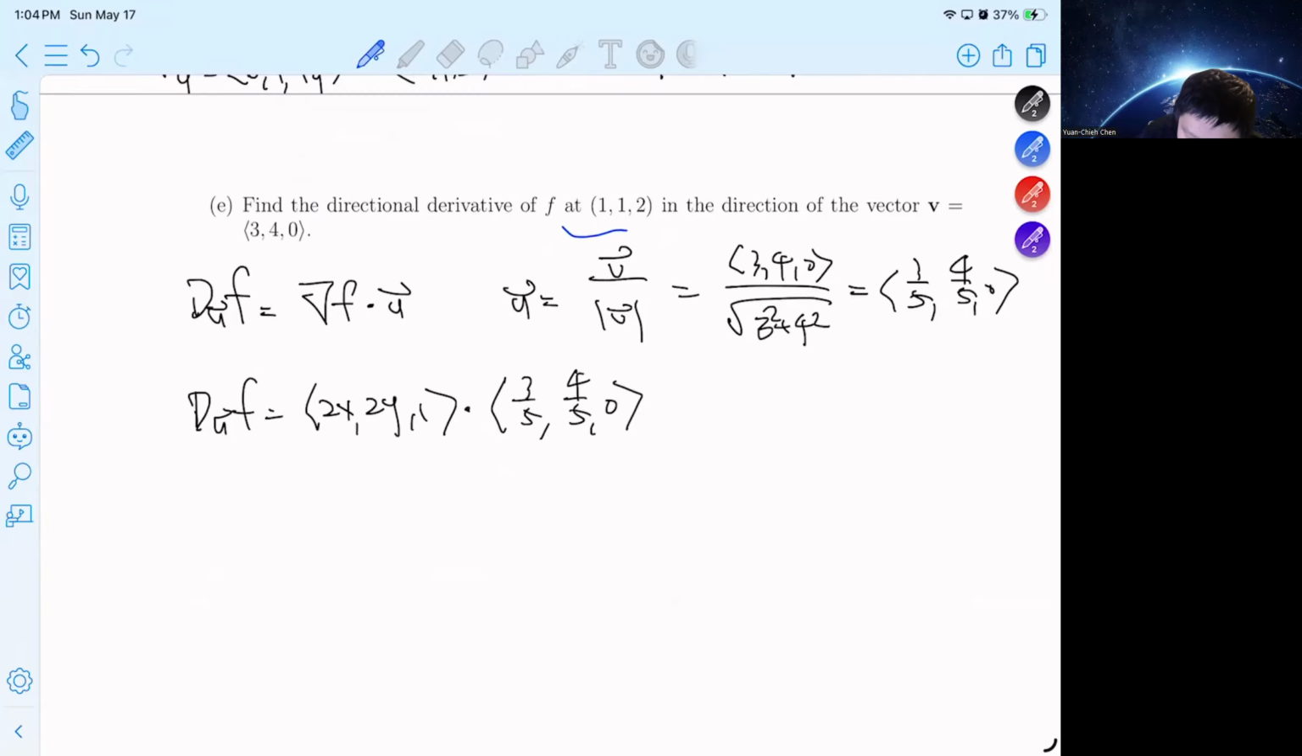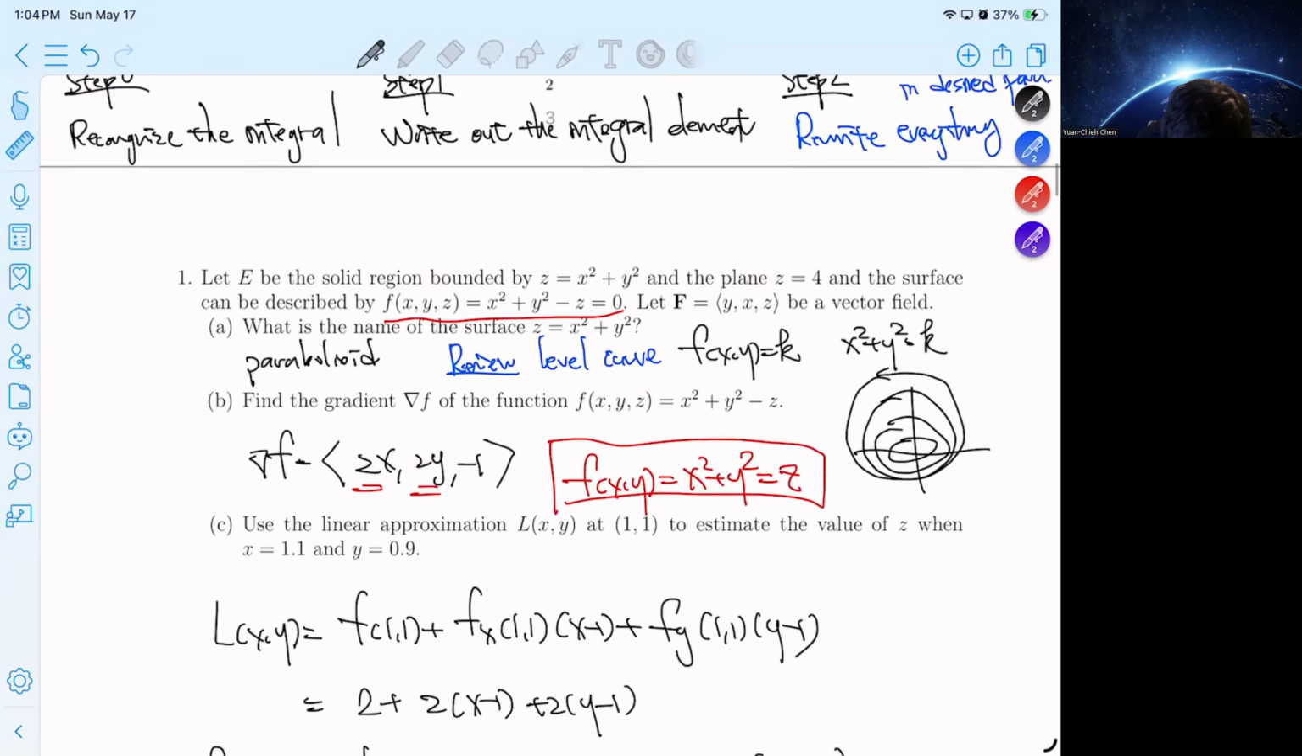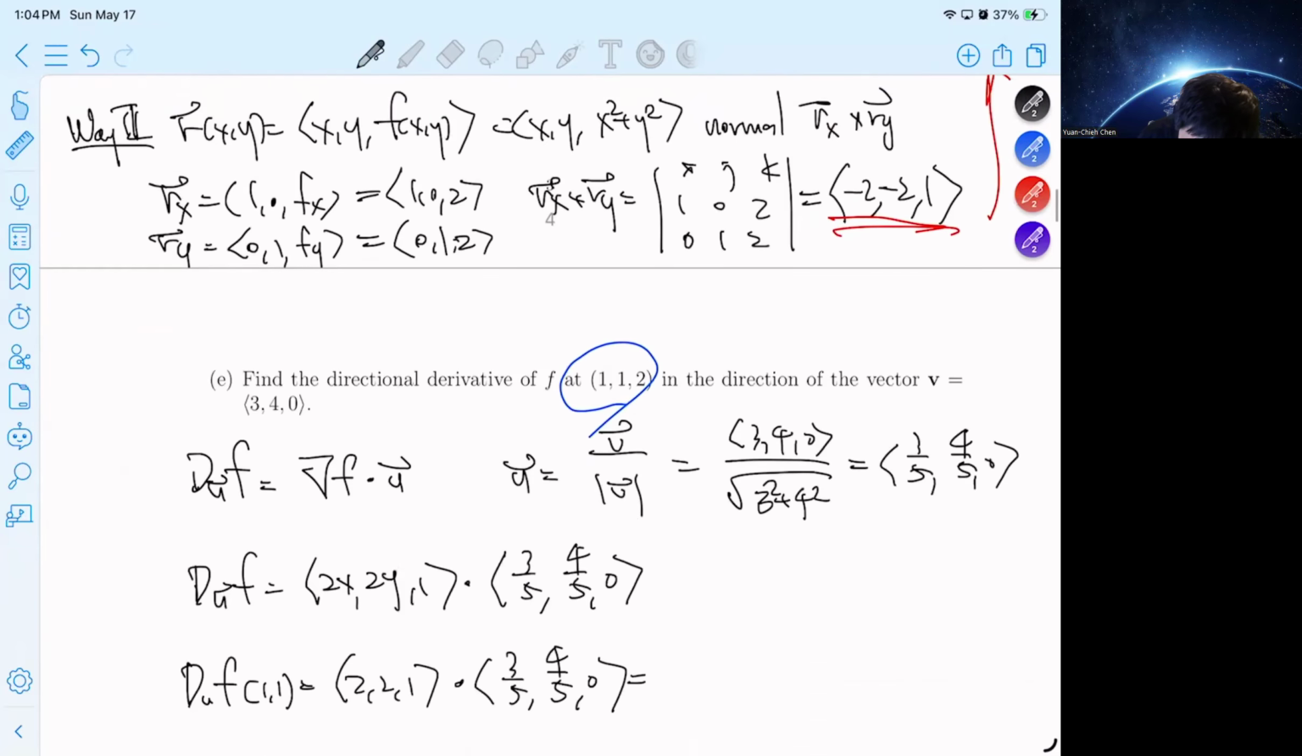But we care about (1, 1, 2), so we'll just plug in x equals 1, y equals 1. So in this case, Du f(1,1) will just be (2, 2, 1) dot this guy. Oh, (2, 2, -1), sorry, -1. So my f is x squared plus y squared minus z, right? So -1. But it doesn't matter since -1 times 0 is still 0, but I just want everything accurate. So this will be 6/5 plus 8/5. So 14/5. We're done.